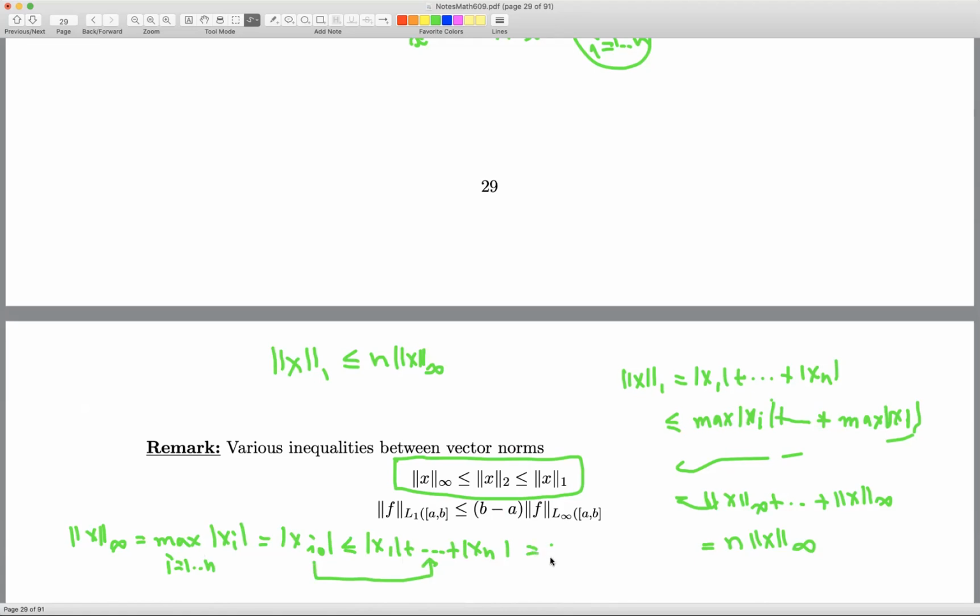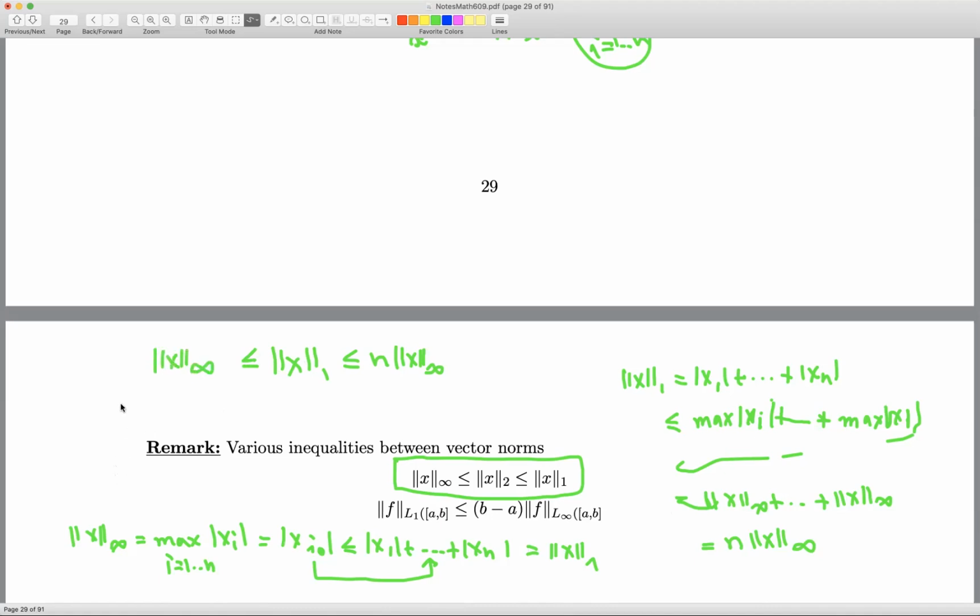And then this is equal exactly to the 1 norm of my x. So what we have is that the infinity norm is less than or equal to the 1 norm. So this is what we showed, that the 1 norm is bigger than or equal to the infinity norm.